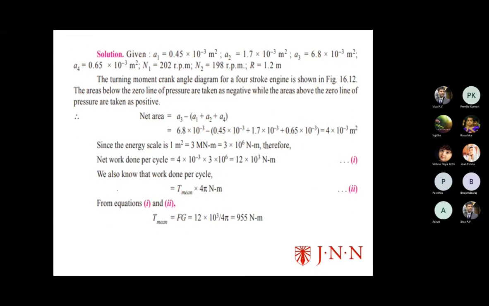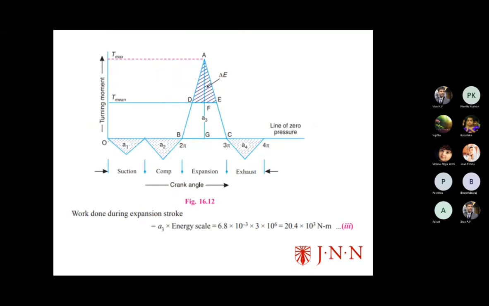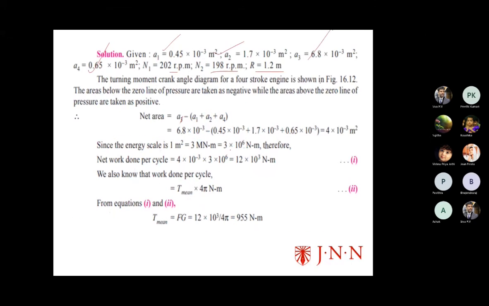So the areas A1, A2, A3 and A4 are given. N1 equal to 202 rpm and N2 equal to 198 rpm, and radius R equal to 1.2 meter. So for the net area, in this diagram A1, A2, A3 and A4, only A3 is positive and the remaining are all negative. So minus of A1 plus A2 plus A4 plus A3. Simplify, and you will get 4 into 10 power minus 3 meter square.